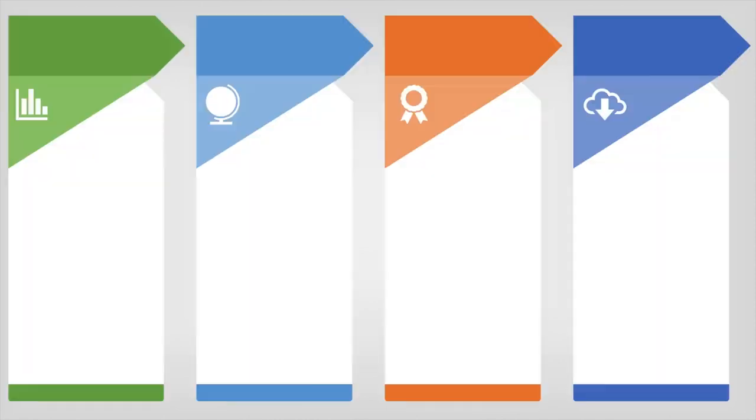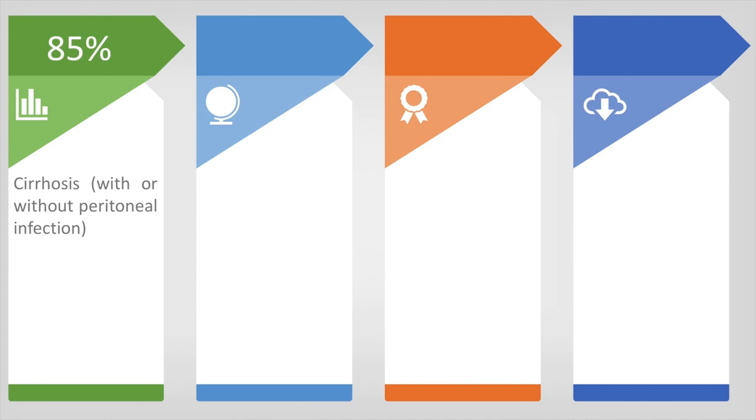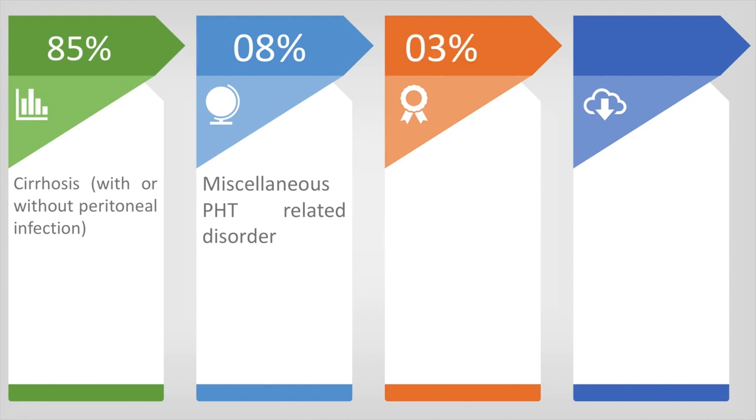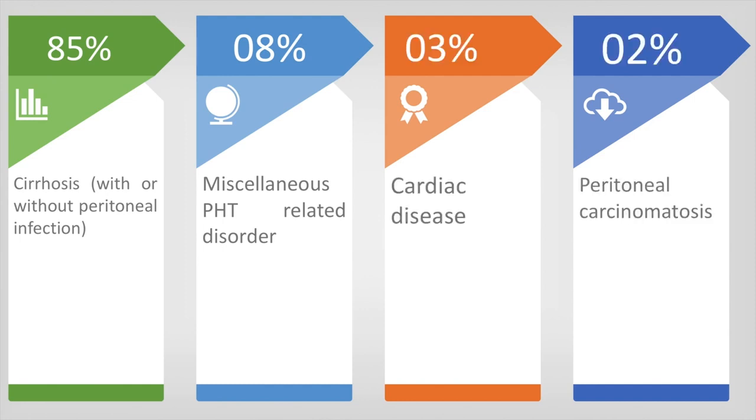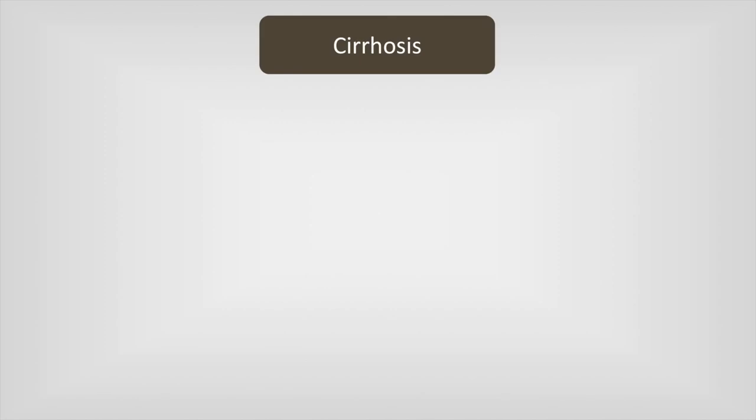The causes of ascites may be due to cirrhosis of the liver, and this is the case in 85% of the cases. Other causes include portal hypertension related disorders, cardiac disease, and peritoneal carcinomatosis. We will discuss the causes of ascites in detail later in this presentation. Let's discuss the history in a case of ascites.